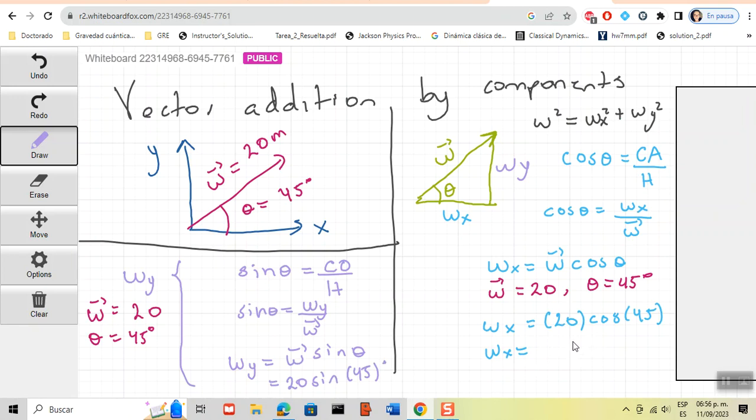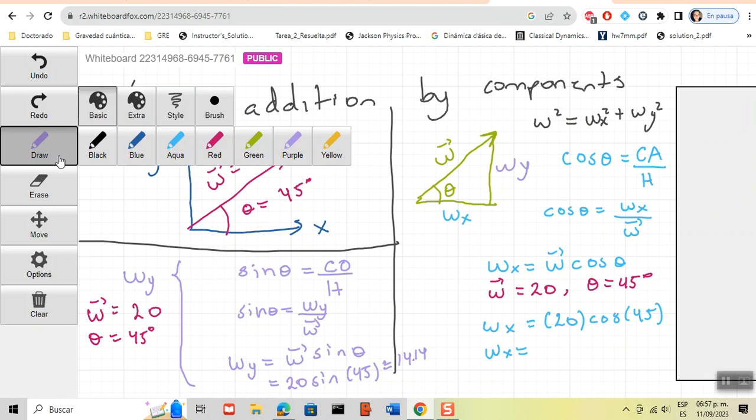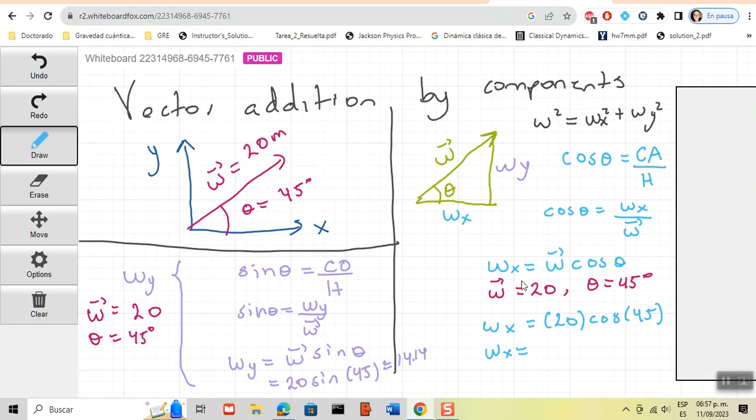So there we go. This is going to give us two different numbers. Again, I don't know how much that is. Let me go back with the actual calculation. Okay, so our result for Wy, and I'm going to write it down, is 14.14. And then our result for Wx is also 14.14. So it's the same because of the angle, you know, it's right in the middle of the Cartesian plane. So that's why we get the same results.